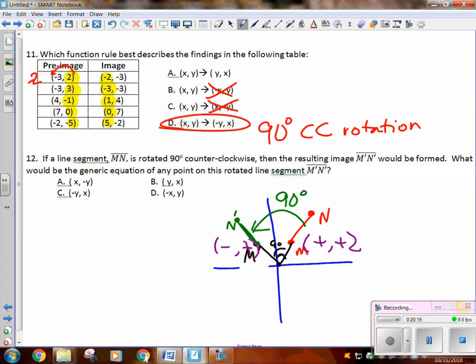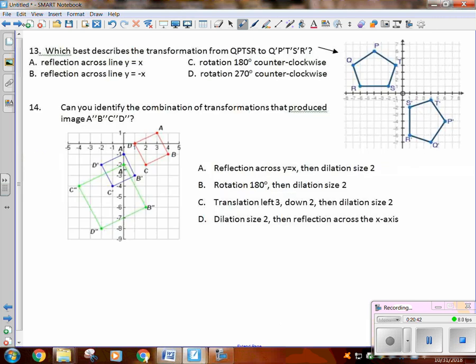Since I am seeing a sign change, I know it's not going to be B, so I'm going to cross that one out. And we just reviewed the 90 degrees counterclockwise rotation, and this mentions a 90 degrees counterclockwise rotation. So the generic version would end up being C. Again, you could put it on a grid and actually try to visualize it.